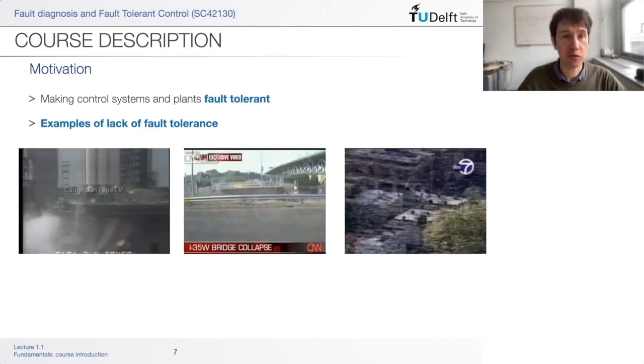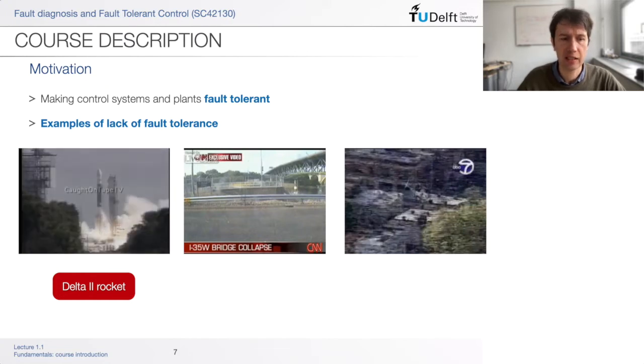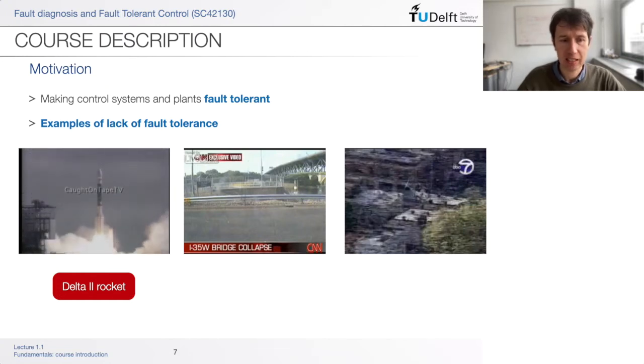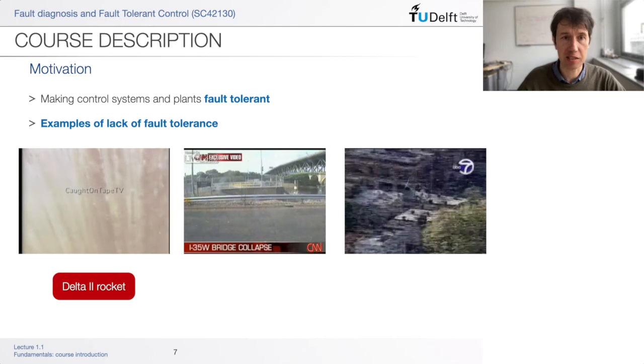But now, a word of motivation. Why do we care? Why should you be following this course? You should, because if systems are not tolerant to faults, catastrophic events can happen. Like this. This is an example from a launch of a rocket a couple of decades ago, actually. This rocket was meant to carry a satellite to orbit, but a few seconds after the launch, this is what happens. It's blowing up. And the reason was a faulty valve providing fuel to the engine.